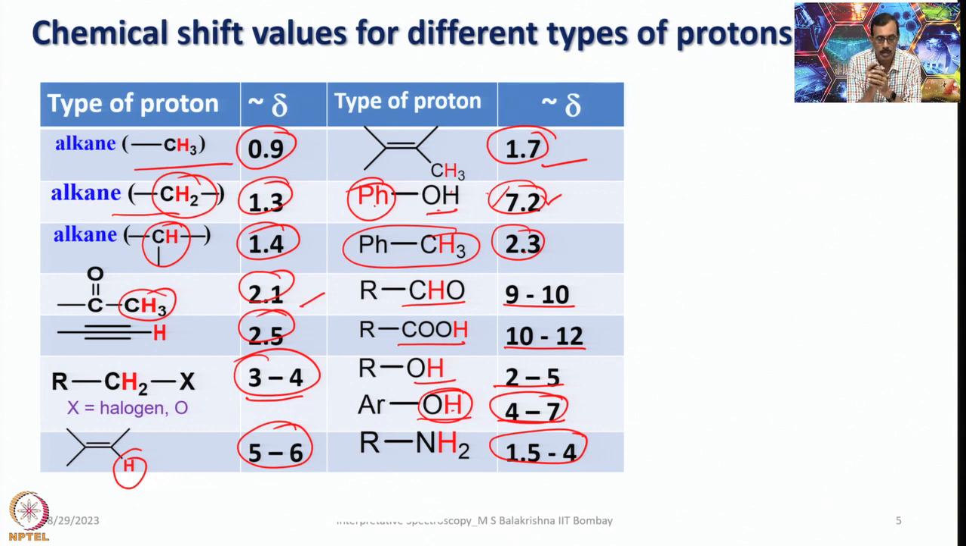In toluene, the methyl group resonates at 2.3 ppm, and aldehydic hydrogen comes around 9 to 10. The acidic carboxylic acid H comes around 10 to 12 ppm. In alkyl alcohols, the OH group comes at 2.5, whereas in aromatic alcohols or phenols, it comes around 4 to 7 ppm. In amines, H on nitrogen resonates in the region 1.5 to 4, or it can go further depending upon the type of substance and the nature of the molecule.